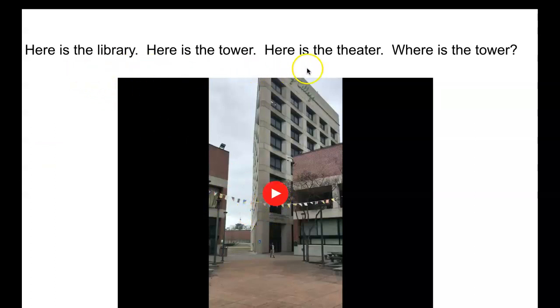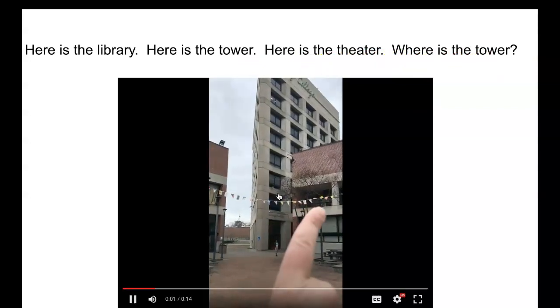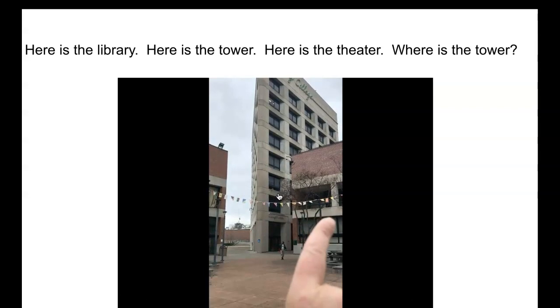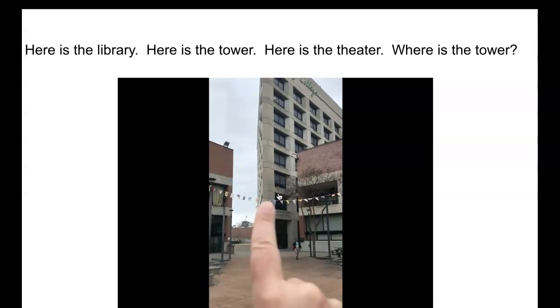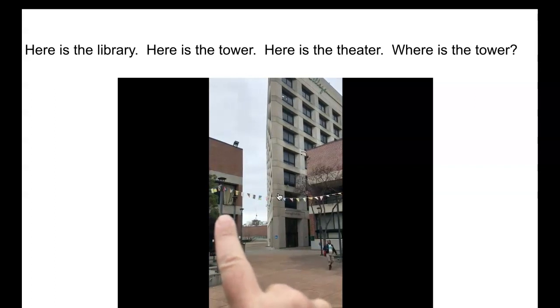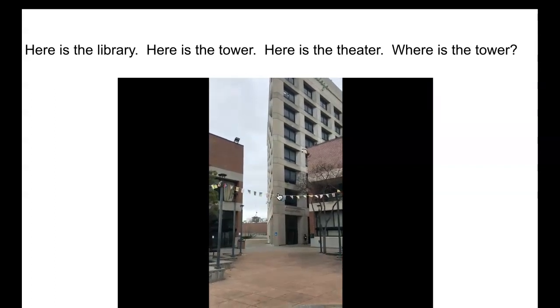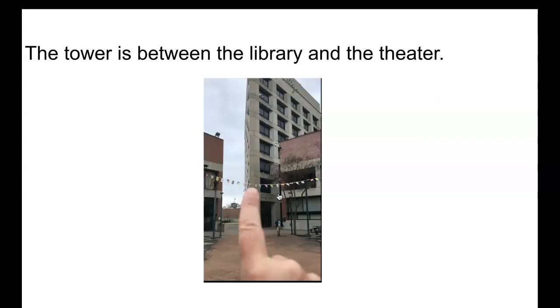Look at the sentences. Here is the library. Here is the tower. Here is the theater. Where is the tower? The tower is between the library and the theater. Between.